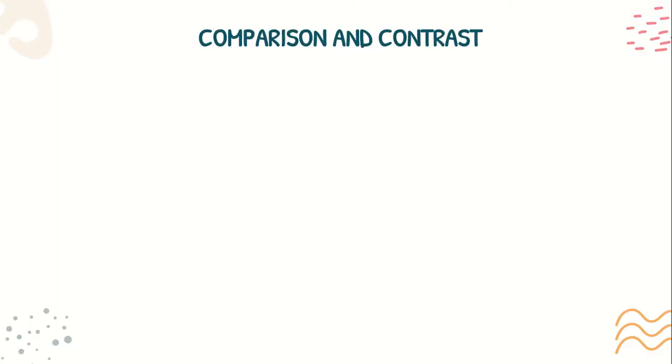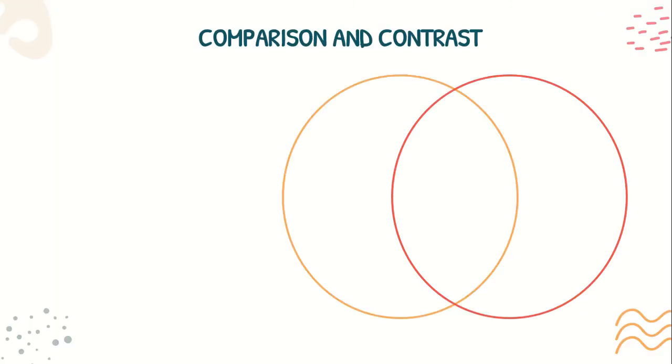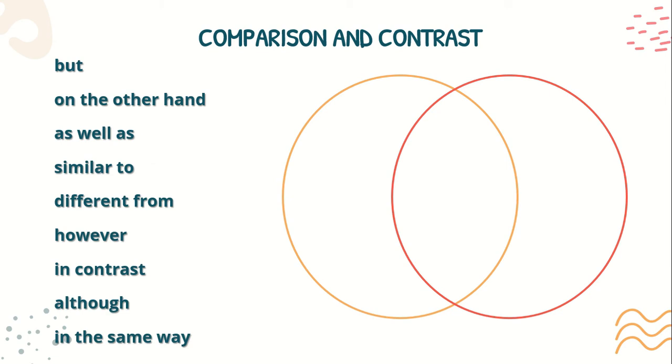Comparison and contrast. The writer presents the information by providing details as to how things, concepts, or ideas are alike or different. These are the transition words that you can use when you are writing a comparison and contrast essay: but, on the other hand, as well as, similar to, different from, however, in contrast, although, in the same way.